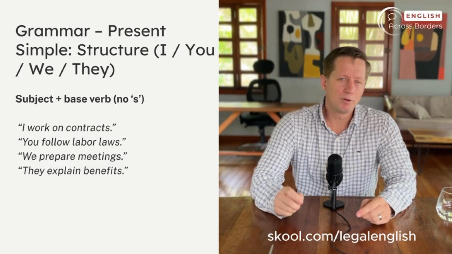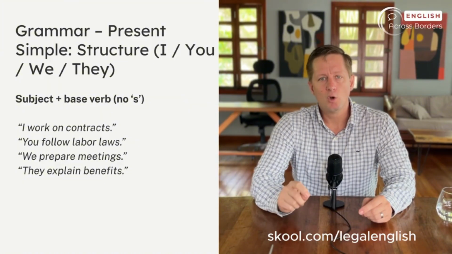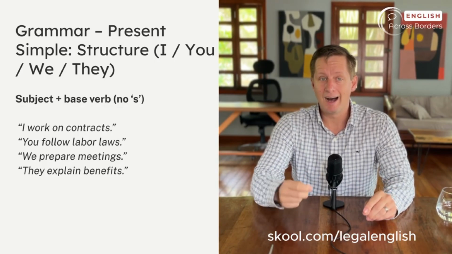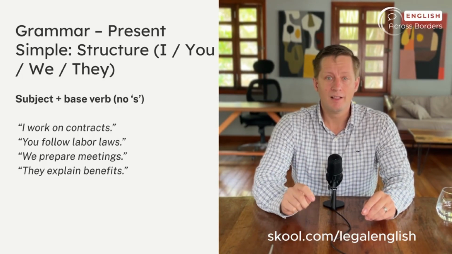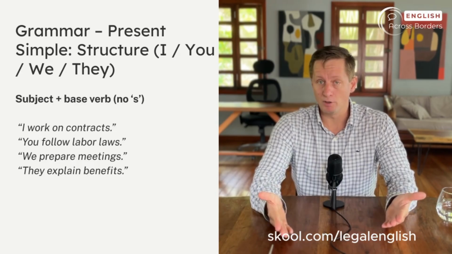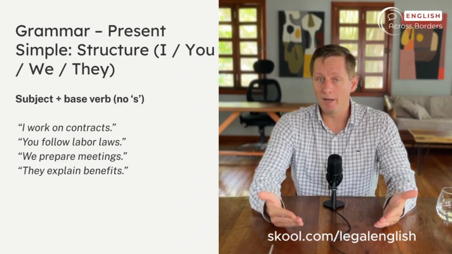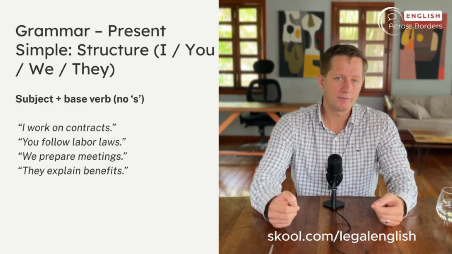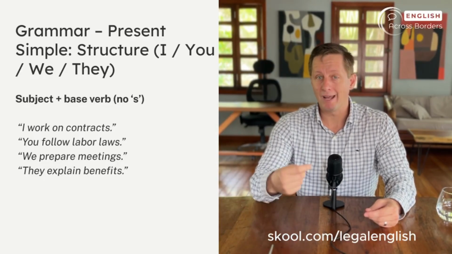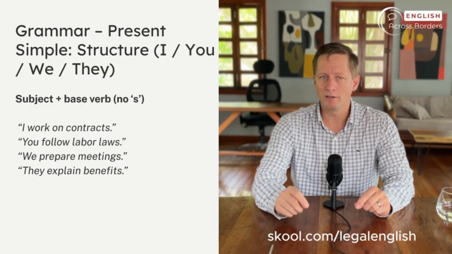Here is how to make present simple sentences with I, you, we, and they. We use the base form of the verb, no S at the end. For example, I work on contracts. This means it is what I do regularly. You follow labor laws. You do this as part of your job. We prepare meetings. That's something we do often. They explain benefits. They tell people about extra help at work. This is the basic way to talk about regular actions.